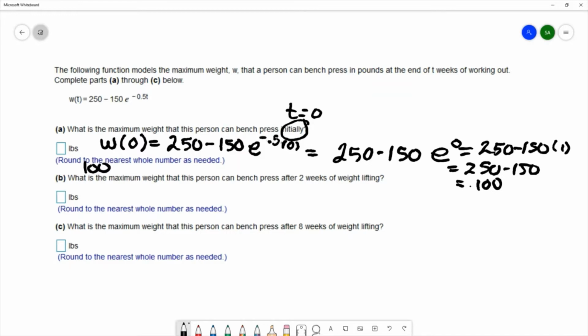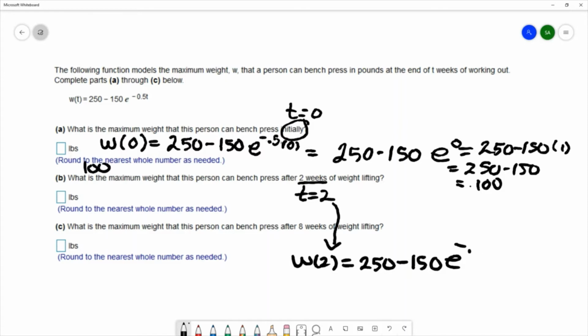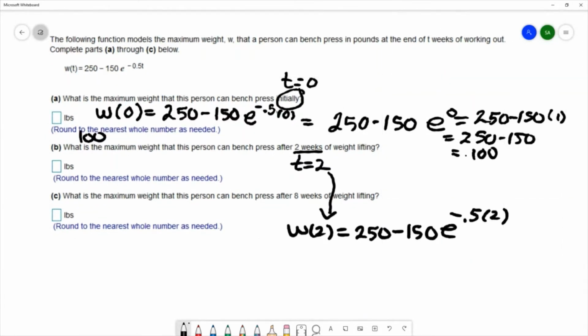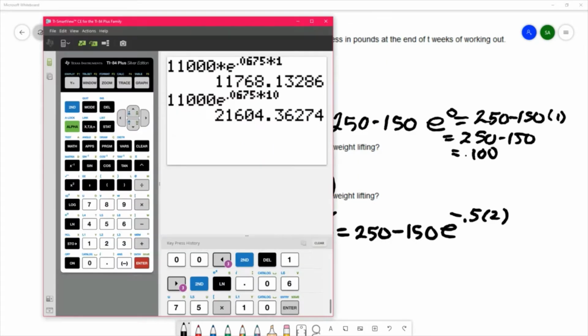The next part says, what is the maximum weight that this person can bench after 2 weeks of weightlifting? So after 2 weeks of training, at t equals 2, we'll substitute a 2 into our function. W of 2 is 250 minus 150 e to the negative 0.5 times 2, and this time, because we're substituting something other than 0, I'm going to type it into the calculator to get the value.